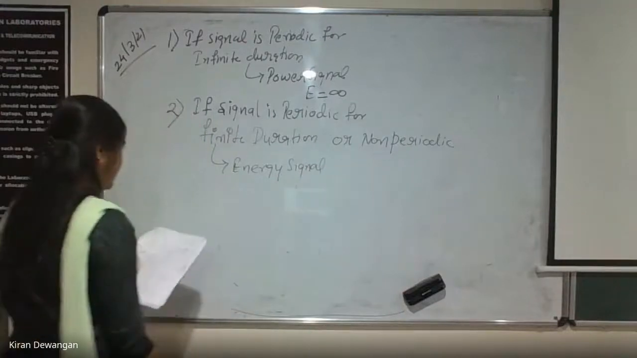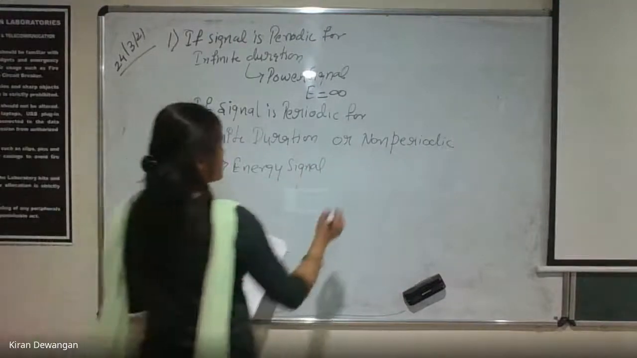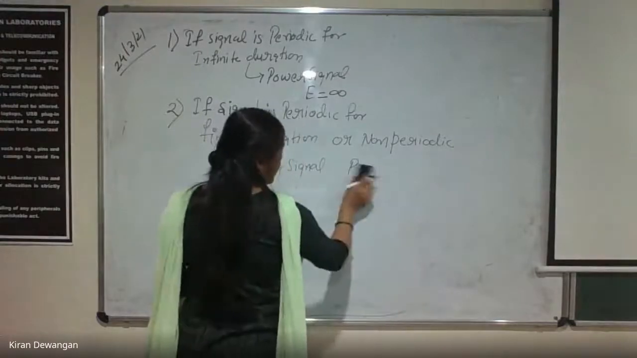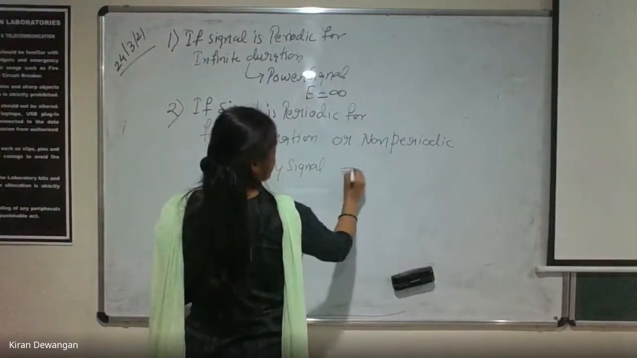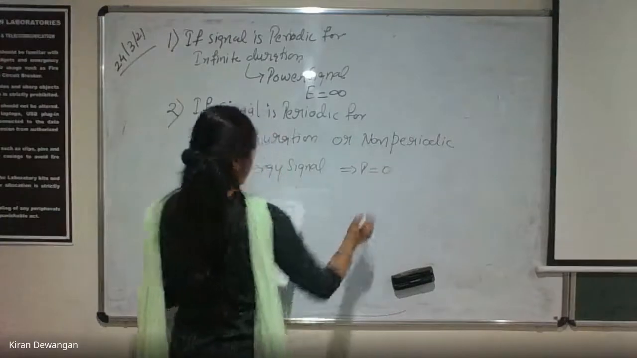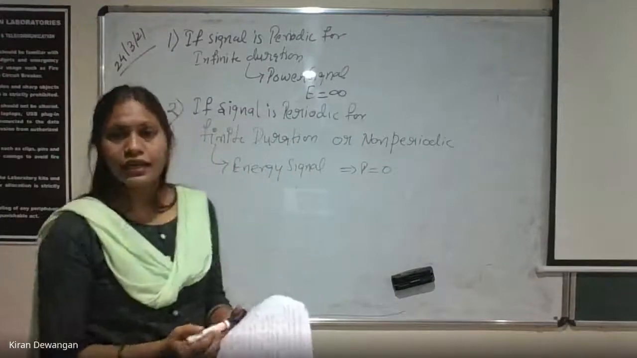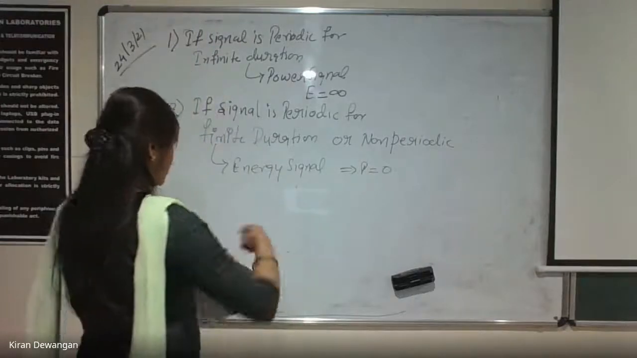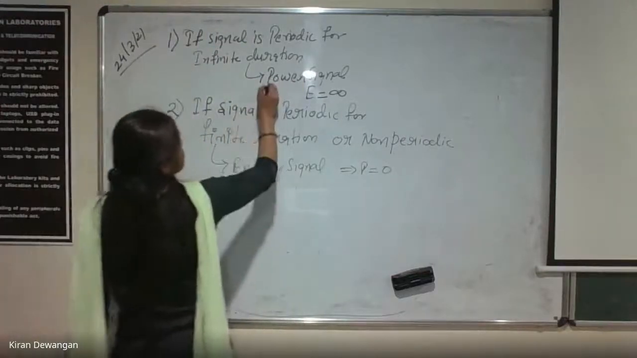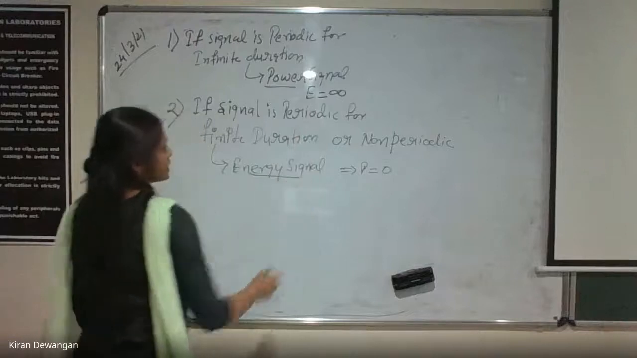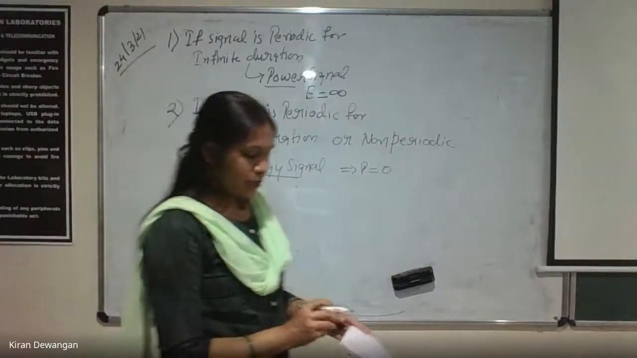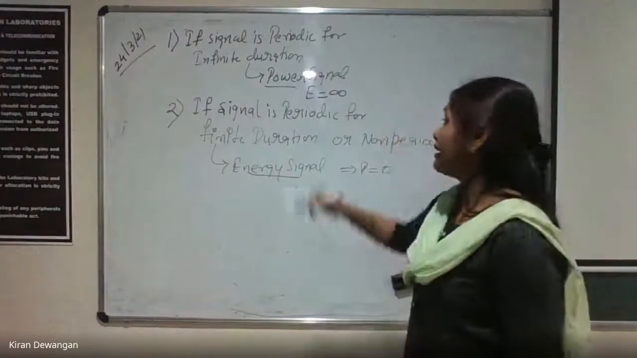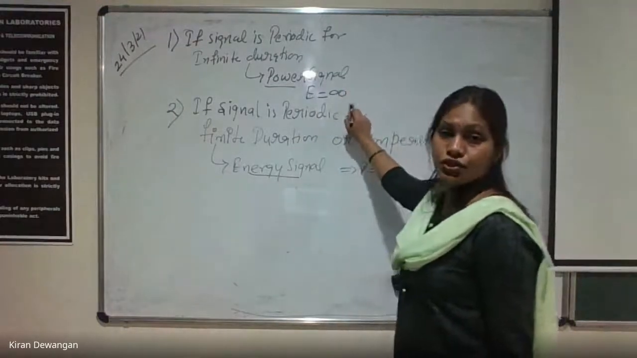Signal can be an energy signal, and hence we need to calculate the energy, and its power should be 0. We need to calculate the energy and its power should be 0. So these are the important points to know about the power signal or the energy signal. That the signal, if periodic है, for infinite duration है, तो वो the signal can be a power signal and its energy should come to be infinity.